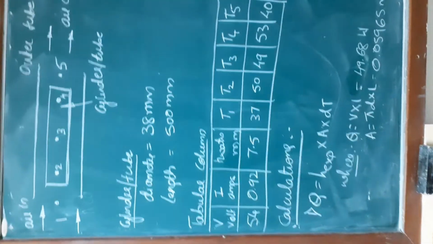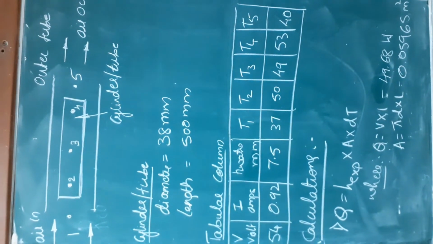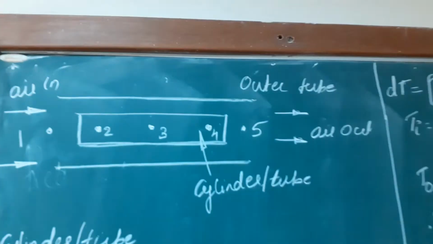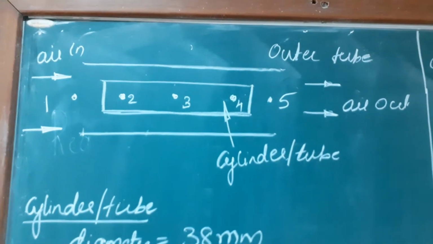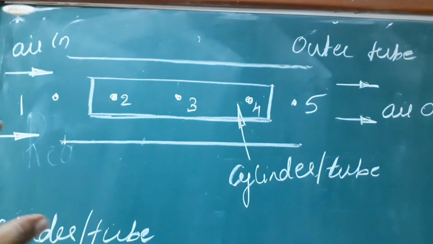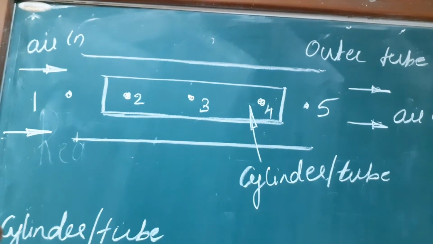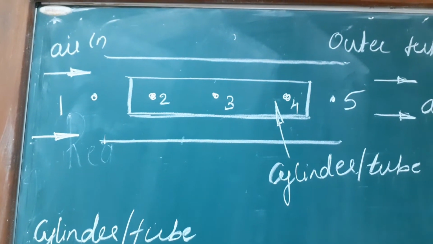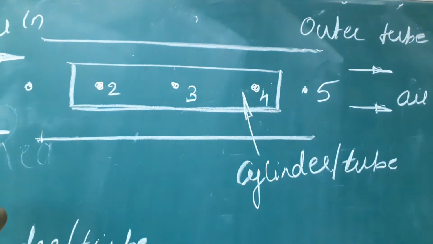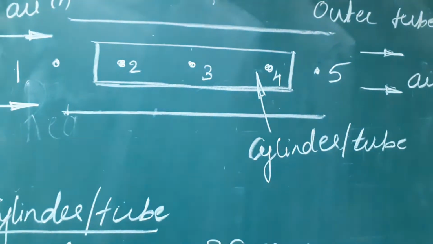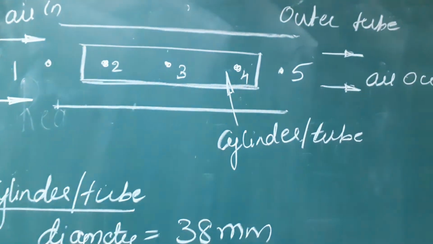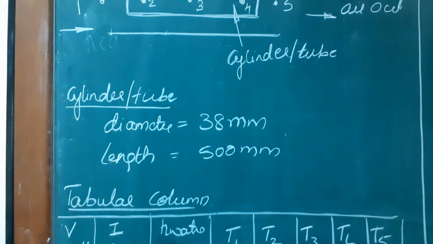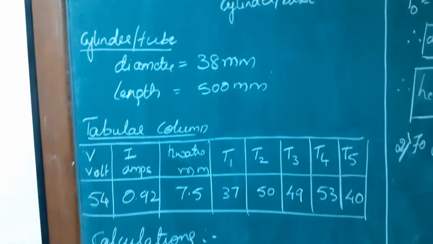After doing the experiment, we took the readings like this. First I am going to explain the arrangement of the forced convection setup. Inside there is a tube, and the outside tube and inside tube are concentric with each other, and air is the working fluid. T1 is the inlet temperature of the air, T2, T3, T4 are the tube temperatures, and T5 indicates the outlet temperature of the air. Then this is the specification, the diameter and length of the tube, and this is the tabular column.